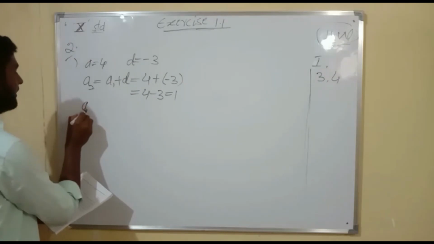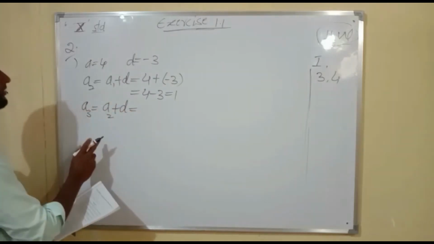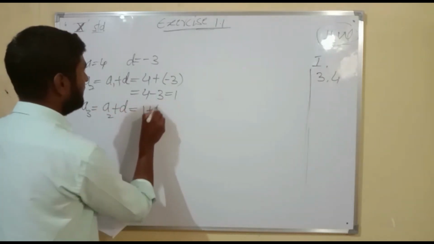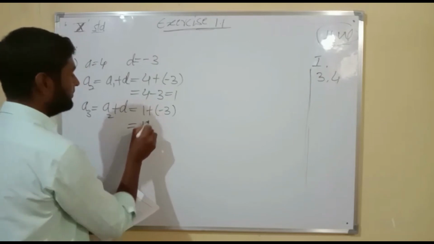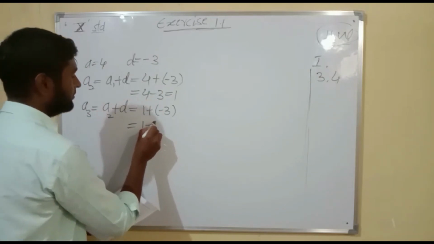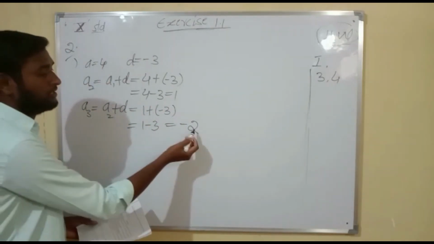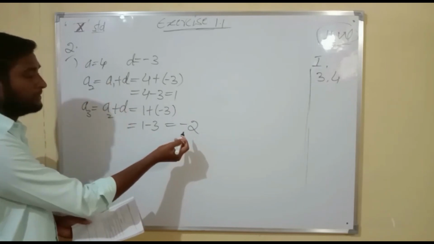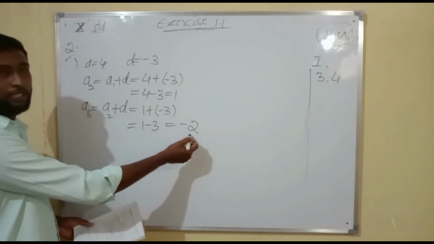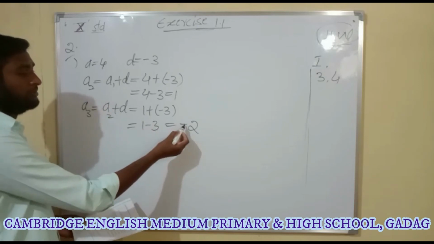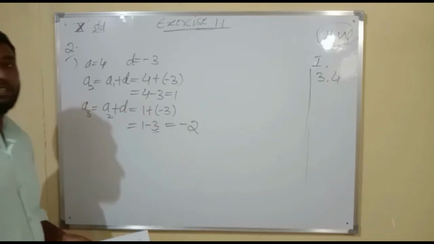Okay, to find the A3, which is equal to A2 plus D. What is A2 we got? 1 it is. 1 plus of minus 3, because D is equal to minus 3. Same, 1 plus into minus it is minus 3, which is equal to minus 2, because 1 minus 3 is equal to minus 2. Okay, because we have to subtract from the bigger number, and after that we have to put the sign behind the bigger number. So 3 is the bigger number here. Behind that there is minus, so it is minus 2.